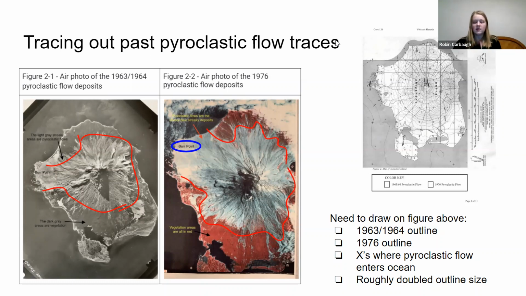And then we also want some X's where the pyroclastic flow material enters the ocean. The ocean's over here, and we can see there's an opening here. This is probably just an open slope. The material can reach the ocean, and we can see the color stays the same. So that's where the material entered the ocean in these last eruptions.